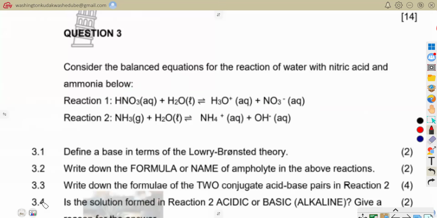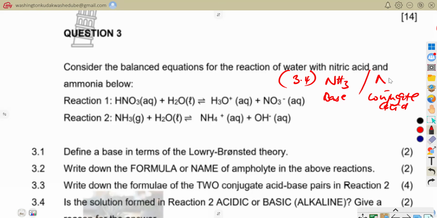so this is actually for 3.4. So for 3.4, you were just going to take ammonia as the base, and then its conjugate acid was going to be what? Ammonium. It was going to be ammonium. And then you can also get to take what? Water.